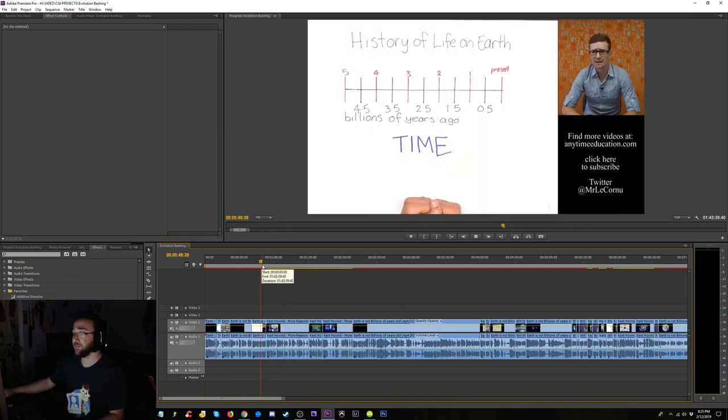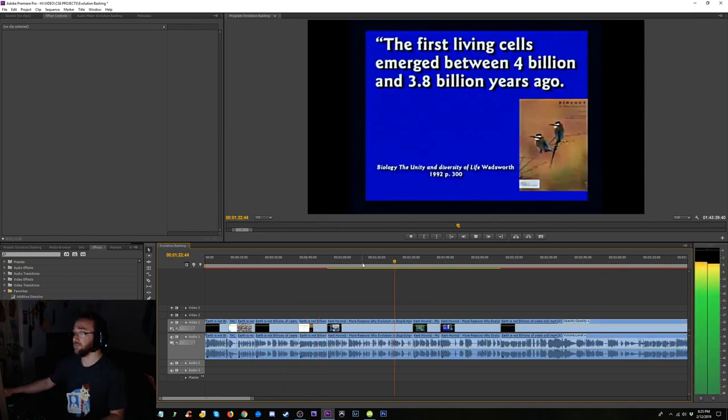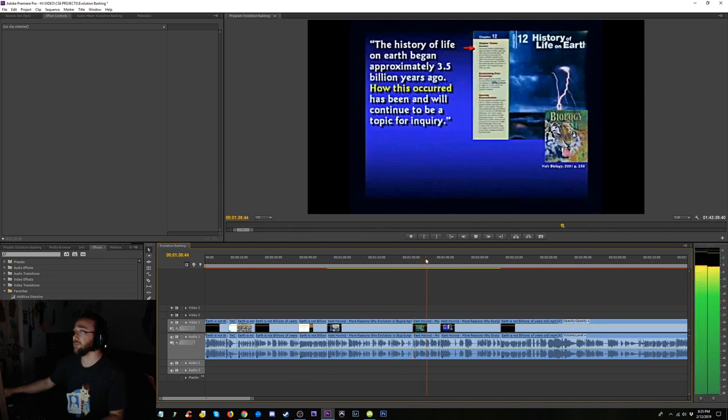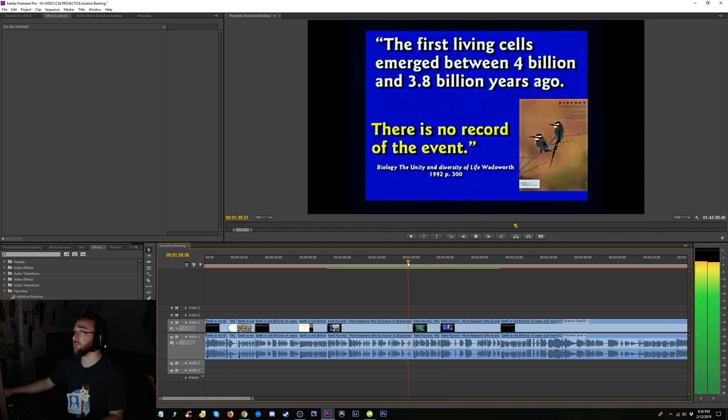That's what we need. Cut it. Got to raise the volume. To see standing of how much billion years ago. This textbook says the history how this occurred and has been and will continue to be a topic. That's stupid.